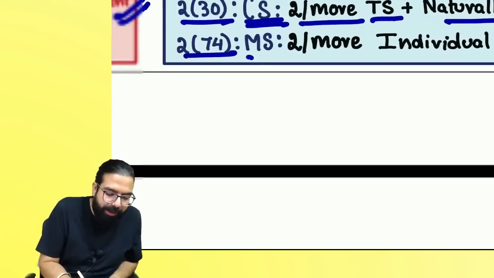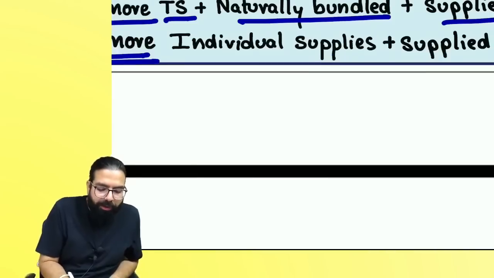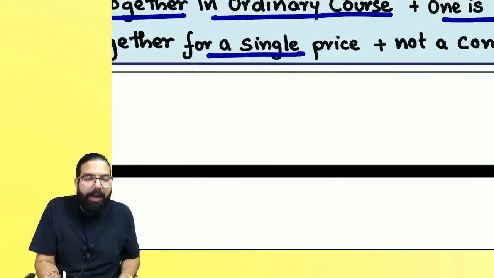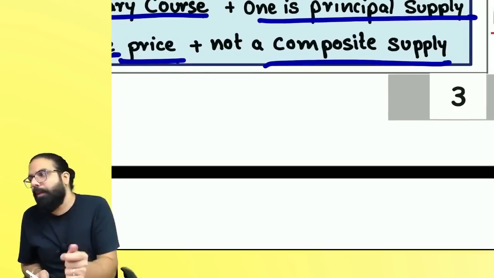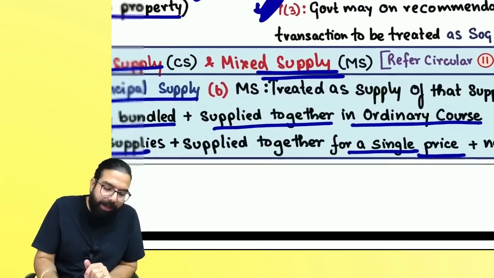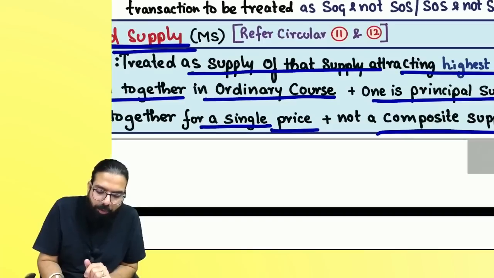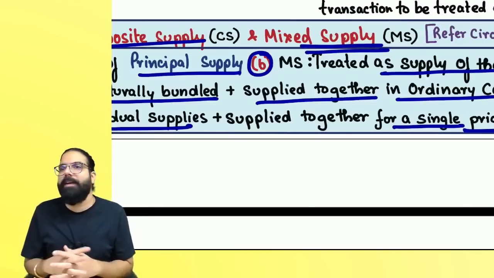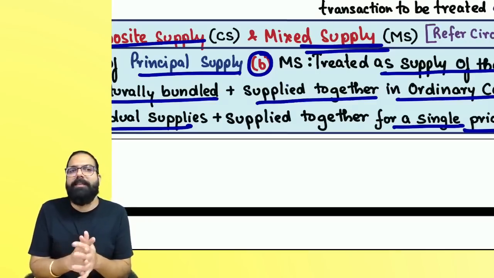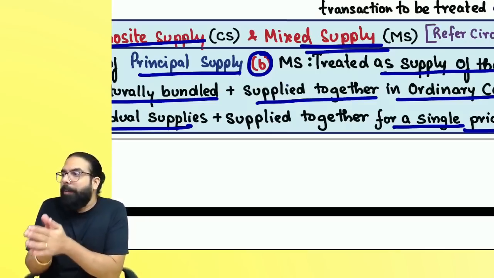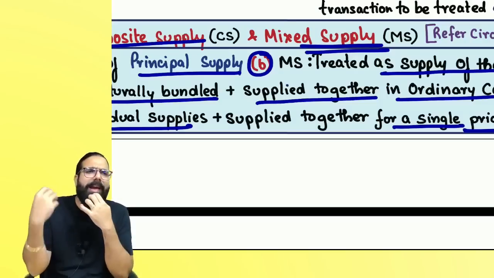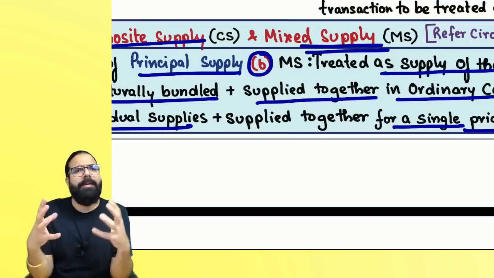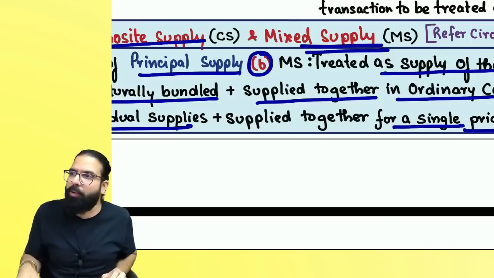Then the next one is mixed supply: 2 or more individual supplies, you have joined them together and supplied for a single price, and it is not a composite supply, then it's a mixed supply. And always remember one thing, mixed supply will always be treated as supply of that supply which attracts what, everyone? Highest rate, as per section number 8b. So section number 8 has section 8a, which says composite supply should be treated as supply of the principal supply, and section 8b says mixed supply is always treated as supply of that supply which attracts the highest rate. Can we go ahead, everyone?